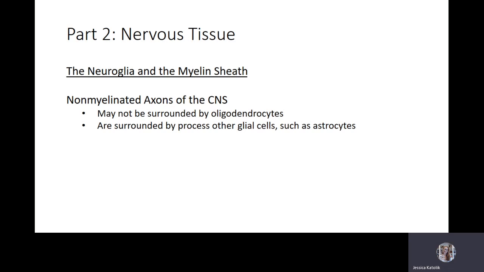So that comes to the end of our lecture on neuroglia and the myelin sheath. For this section, what I'd like you to be able to do is compare and contrast how oligodendrocytes and Schwann cells form myelin in the central nervous system and the peripheral nervous system, and be able to describe neurons that are non-myelinated in the central nervous system and the peripheral nervous system. Like, how do they differ? What cells are surrounding them? And then be able to compare and contrast saltatory conduction and continuous conduction and tell me which one is faster.